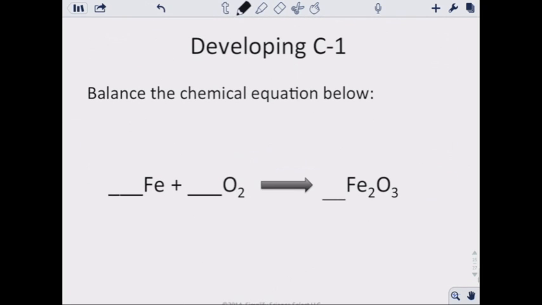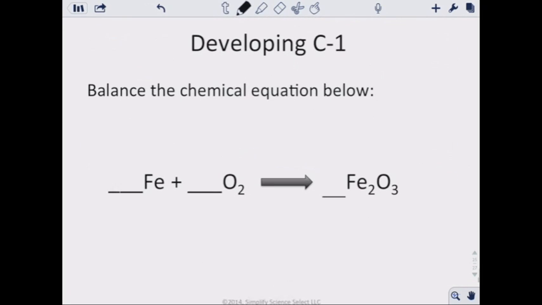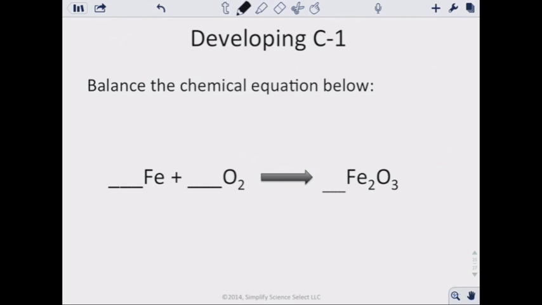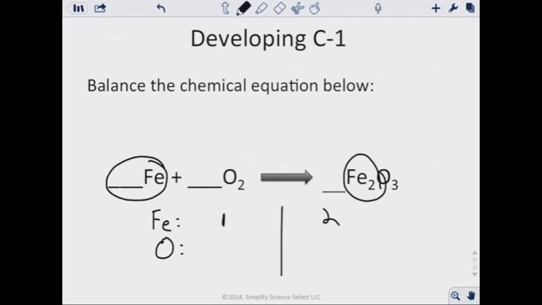So let's start with this and balance the chemical equation below. The one thing you can do is set up a little chart. We have our iron and oxygen, and those are the only 2 elements that we have. We have to balance it out, and just draw a line down the middle. Okay? We look on the reactant side, how many irons do I have? I have 1. On the product side, how many do I have? 2. Well, that's not balanced. We'll have to fix that.